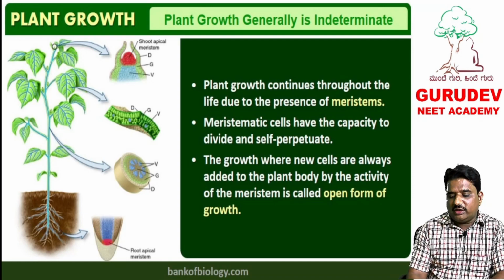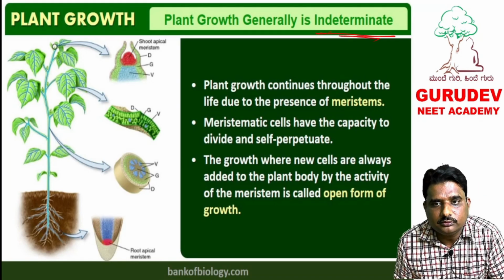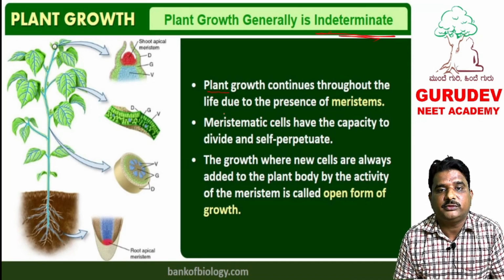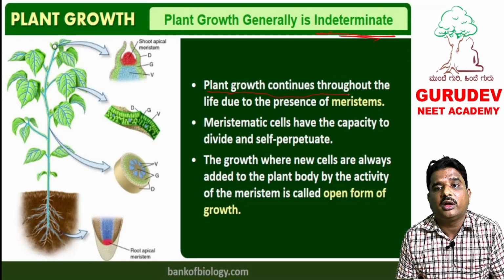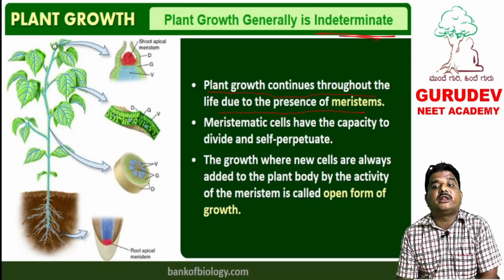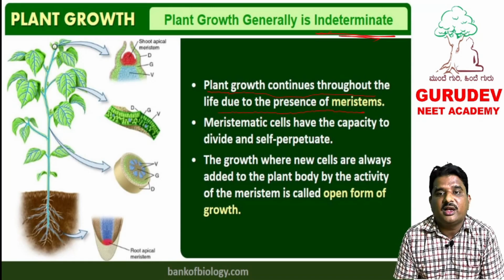Now, generally plant growth is indeterminate. What is meant by indeterminate growth? Plant growth is continuous throughout the life of the plant. Here is the definition. That means not up to a particular age or period, it takes place throughout the lifespan of the plant. But in animals, growth always takes place only up to a certain age. Remember, in the plant, growth takes place up to the end of the lifespan, that means up to the death of the plant.